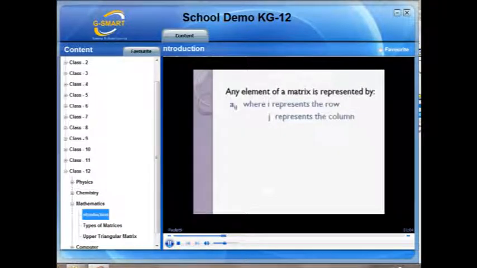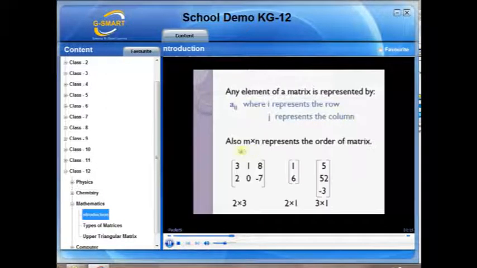Now, any element of a matrix is represented by Aij, where i represents the row and j represents the column. And we have defined that m cross n is nothing but m rows and n columns. So m cross n represents the order of a matrix.